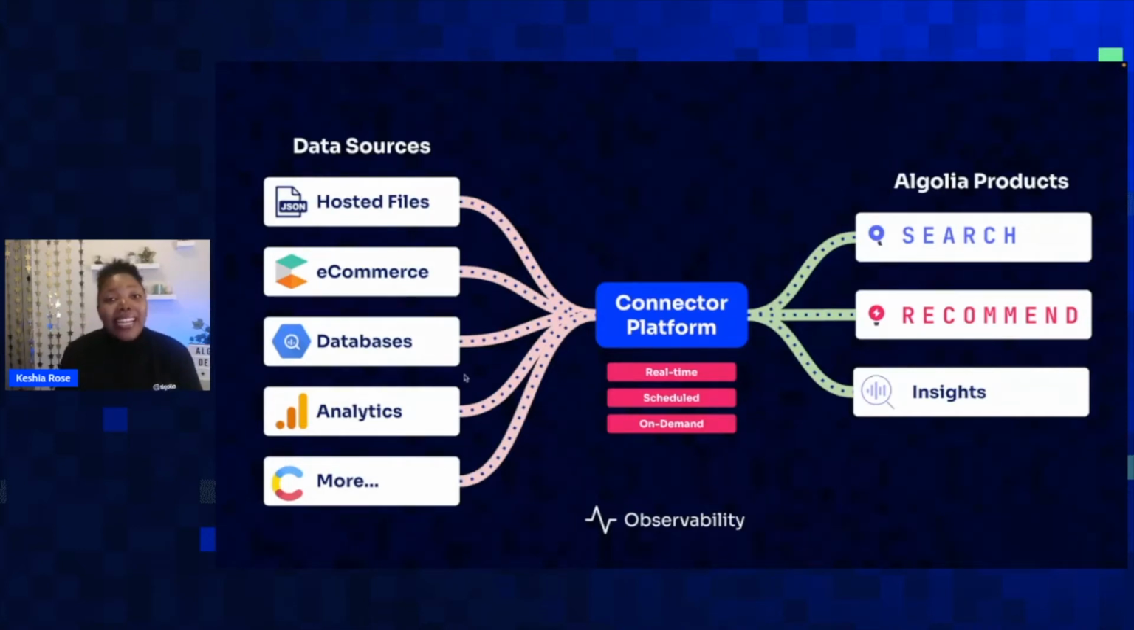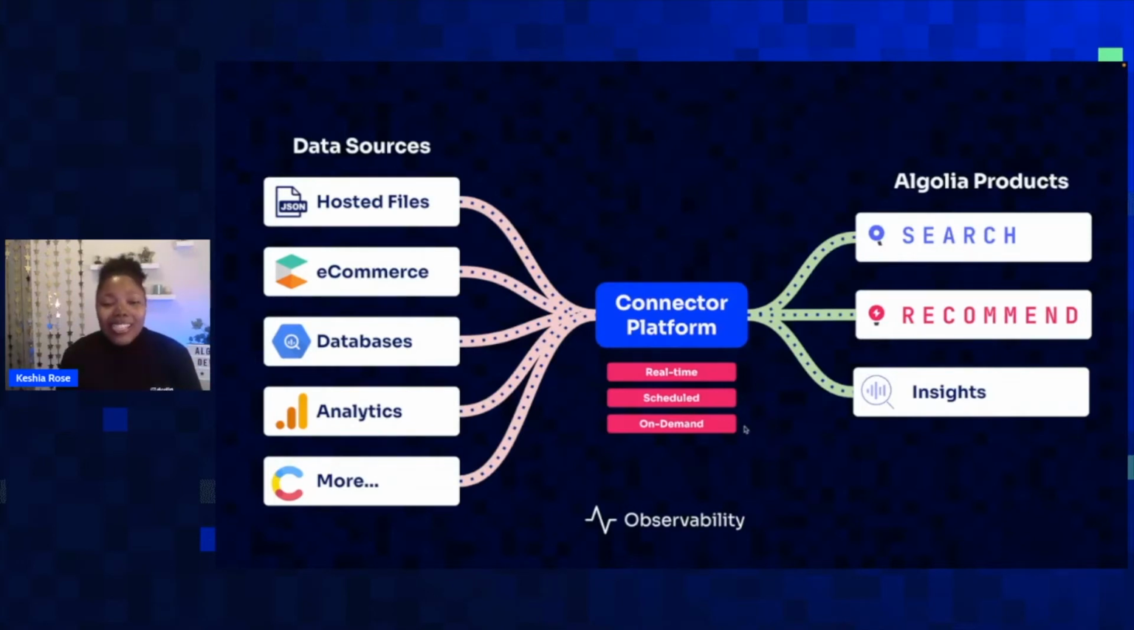For example, if it's a database, what table do we need? If it's an e-commerce platform, what ID should we use to uniquely identify your products? Is it SKU, for example? Then on the right-hand side, just tell us where to send that data. Which product do you want to use it for? And which one does it line up with?